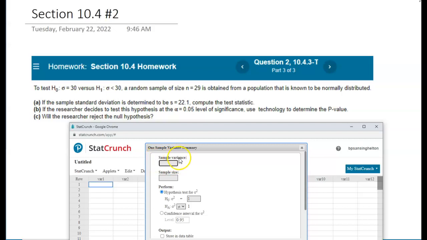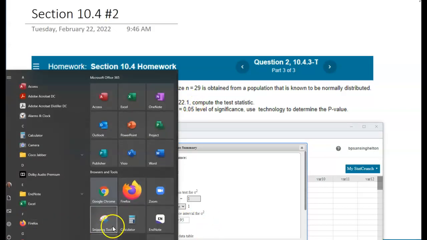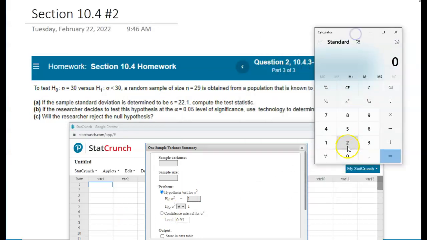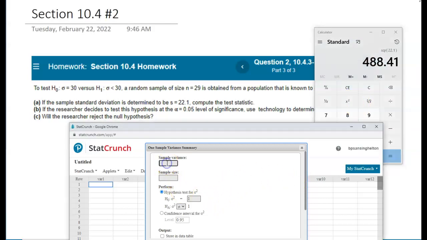Okay. So again, they're asking for variance. We're not given variance. We're given standard deviation. So here, if the sample standard deviation is determined to be 22.1, compute the test statistics. So I got to pull out my calculator, and I need to square 22.1 to put it into StatCrunch. 488.41 is my sample variance. Then my sample size is given, that's the n, it's 29.